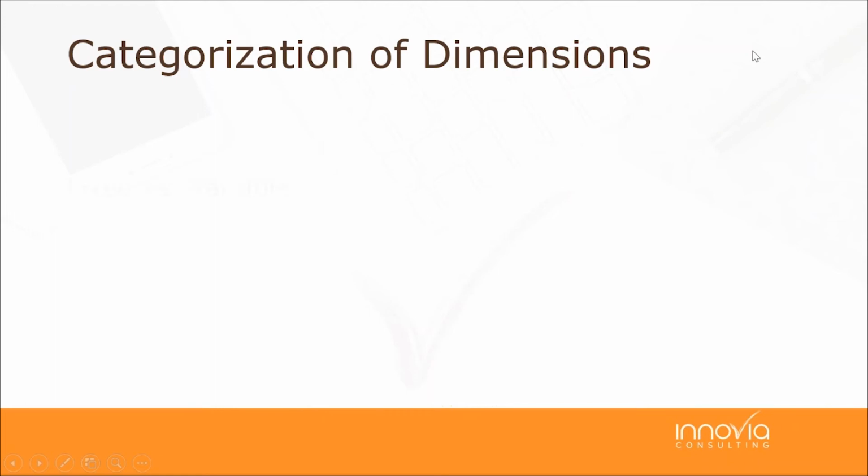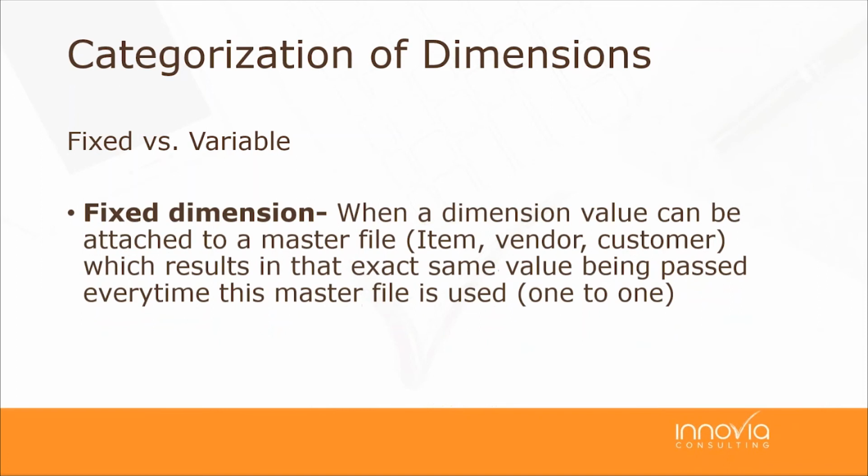Okay, so now I have something here, what I call categorization of dimensions. And this is not something that you're going to see in any training material or any guides or anything else. This is kind of Mark speak. It's not NAV speak. I actually categorize these as two different types of fixed versus variable dimensions. And let me explain what I mean by that.